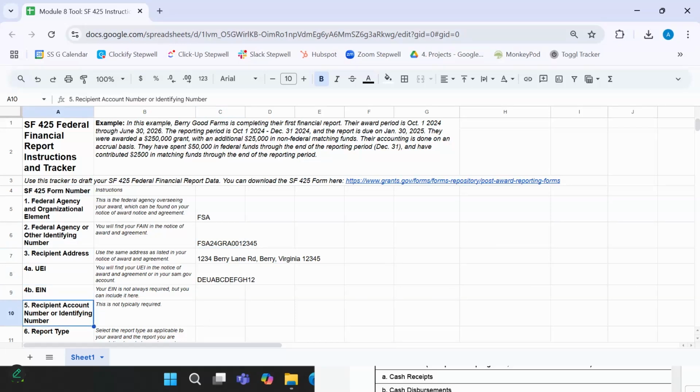Box 5 is your Recipient Account Number or Identifying Number. This is typically not required, but check with your grant officer on any specific instructions that the awarding agency has provided.